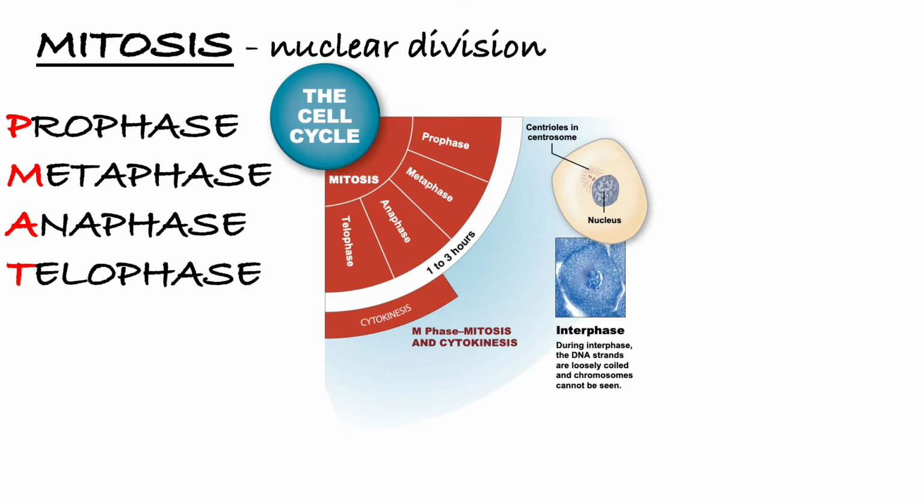Mitosis has 4 subphases: prophase, metaphase, anaphase, and telophase. So prophase is the first phase. We're going to be talking about that. I kind of put an acronym to help you remember, PMAT, to know the order that they come in.